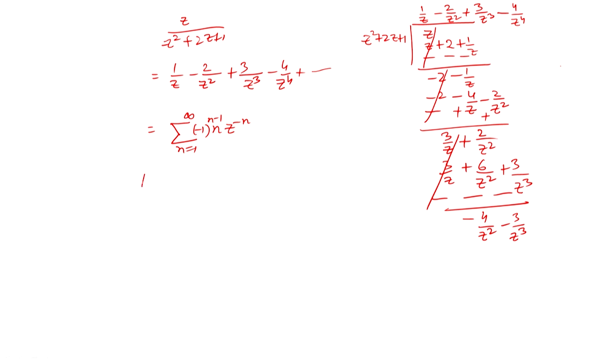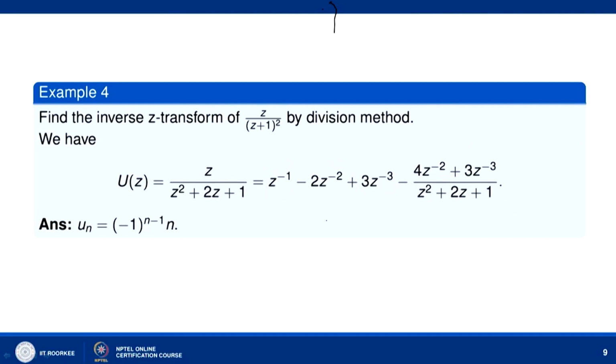So, thus u n here is equal to 0 when n is equal to 0 and it is minus 1 to the power n minus 1 into n when n is greater than or equal to 1. So, you can see here this u n is 0 when n equal to 0 and when n is greater than or equal to 1, u n is minus 1 to the power n minus 1 into n.